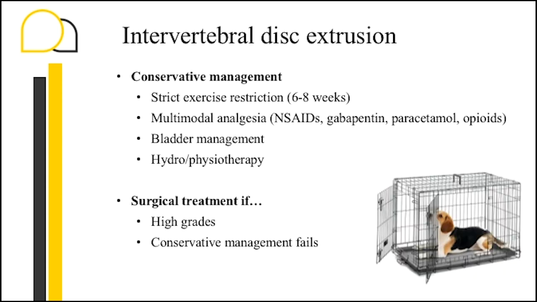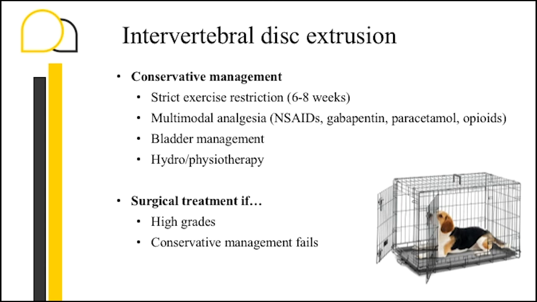How can we treat these cases? So we can treat them conservatively or surgically. To treat these cases conservatively, what we should do is institute strict cage rest, potentially up to 8 weeks, because this is the time that the annulus fibrosus requires to heal up.